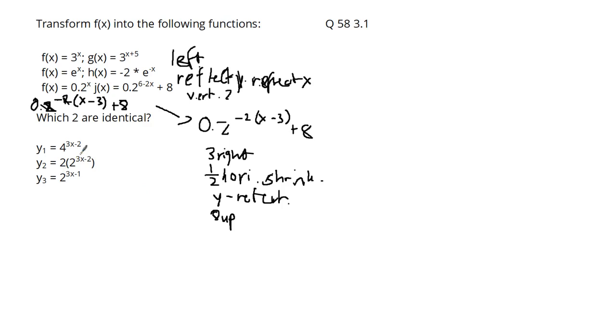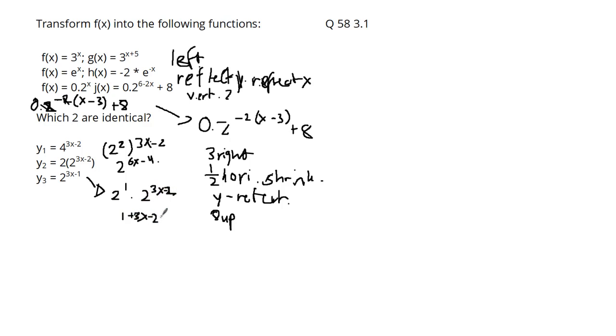Which two of these are identical? First of all, you see there's a lot of 2's in here, so let's do it in terms of the 2's. So y1, what's y1? y1 is 4 times 2 to the 3x minus 2, which is 2 squared times 2 to the 3x minus 2, which is 2 to the 3x minus 4, right? What's our second one? 2 times 2 to the 3x minus 2. It will be 2 to the 1 times 2 to the 3x minus 2. And since it's 2 to the 1 here, you can add the exponents together. 1 plus 3x minus 2.